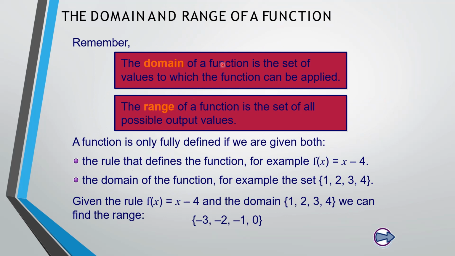Remember, the domain of a function is the set of values to which the function can be applied, and the range of a function is the set of all possible output values. A function is only fully defined if we are given both the rule that defines the function, for example, f of x is equal to x minus 4, and the domain of the function, for example, the set 1, 2, 3, 4. Given the rule x minus 4 and the values 1, 2, 3, 4, we can find the range.